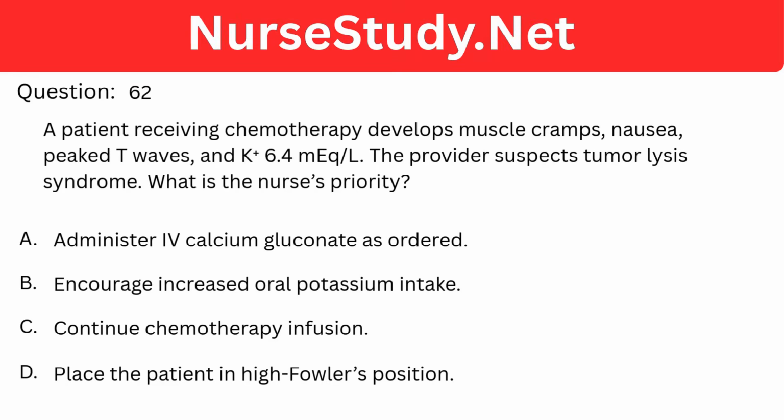Question 62. A patient receiving chemotherapy develops muscle cramps, nausea, peaked T waves, and K plus 6.4 milliequivalents per liter. The provider suspects tumor lysis syndrome. What is the nurse's priority? A. Administer intravenous calcium gluconate as ordered. B. Encourage increased oral potassium intake. C. Continue chemotherapy infusion. D. Place the patient in high Fowler's position.